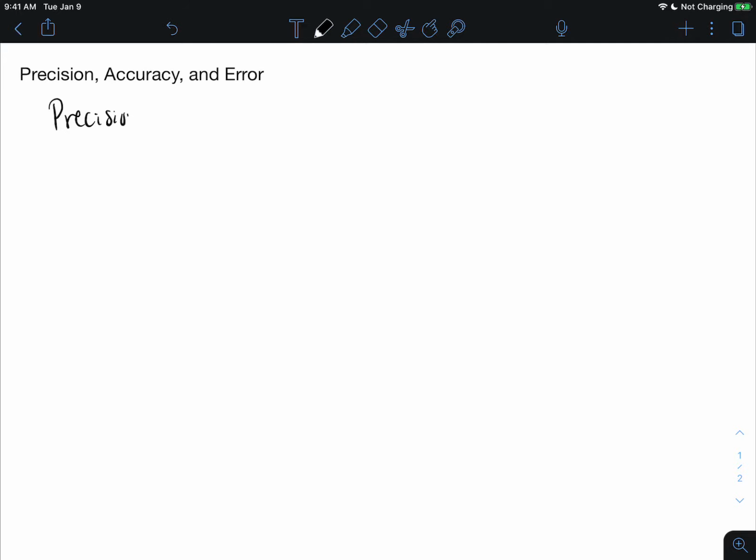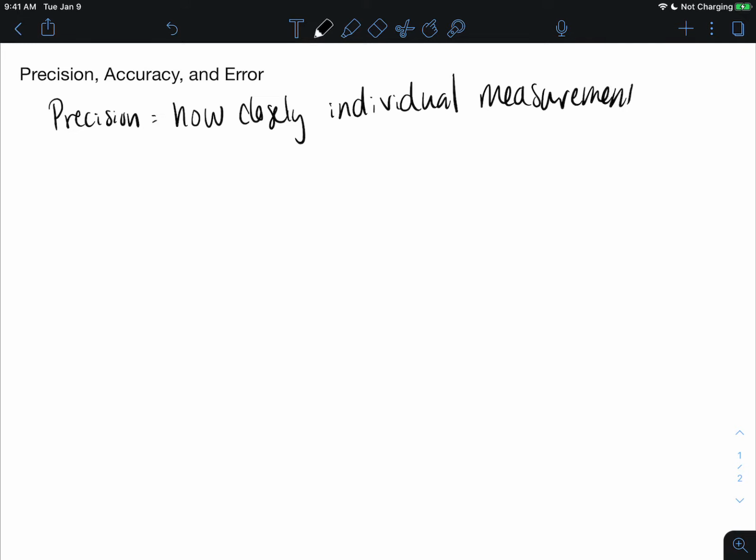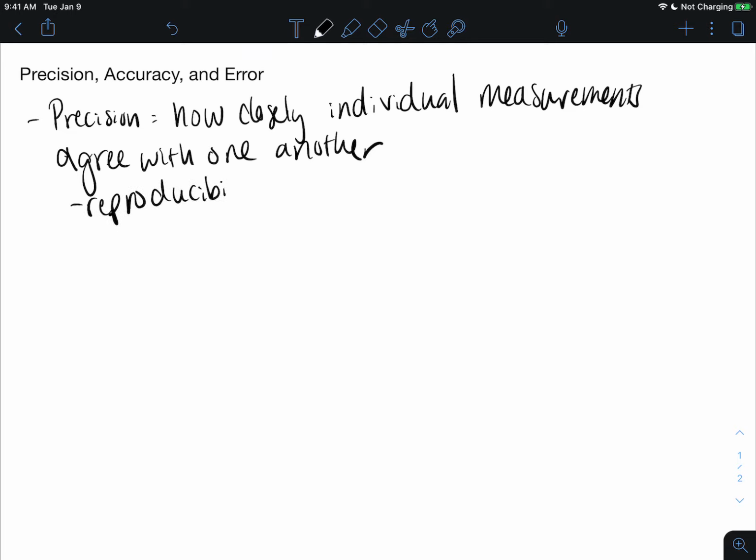So precision is basically showing how closely individual measurements agree with one another. How reproducible it is. So, like I said, the reproducibility of our measurements.